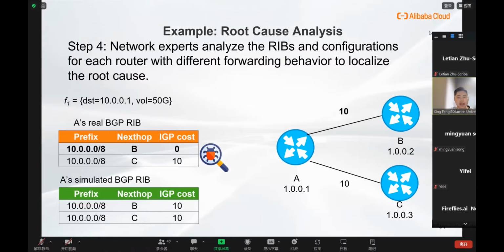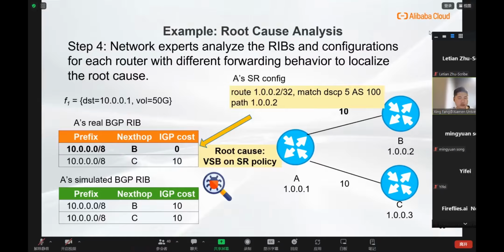To understand the underlying cause of the forwarding inconsistencies, network experts are involved to analyze the RIBs and the configurations of routers with different behaviors. As shown here, the simulated and the real RIBs of router A have mismatched IGP costs. In the simulation, both next hops B and C have a cost of 10, whereas in the real network, the cost to B is actually 0. The configuration also confirms that the intended IGP cost should be 10.